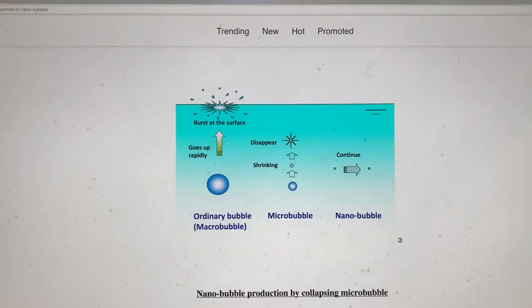Ordinary bubbles rise to the surface quickly. Microbubbles rise to the surface a little bit more slowly. They can also dissipate before rising to the surface. Nanobubbles can remain.